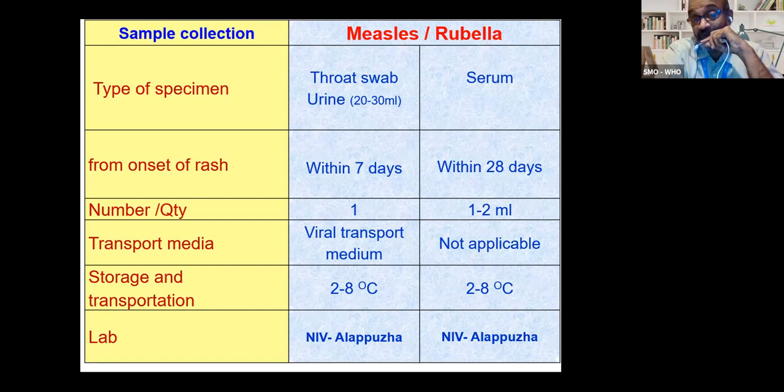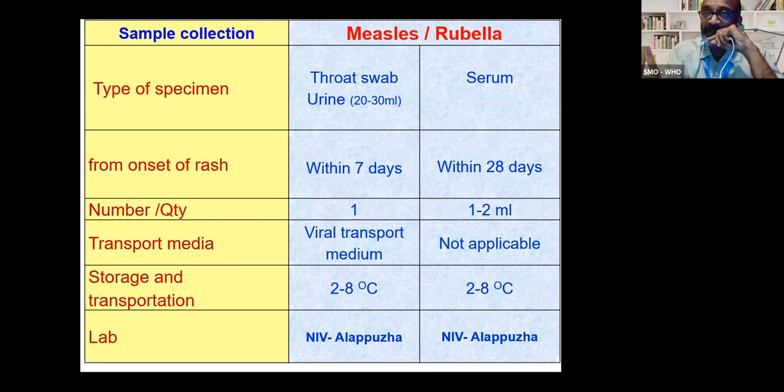And the second sample is for virological study. And the ideal sample will be a throat swab or a nasopharyngeal swab. If it is not available, or if it is difficult to take the sample in a very small child, then you can go for a urine sample, which is not as productive as a throat swab. But this can be collected only up to 7 days. With this sample, they do an RT-PCR.